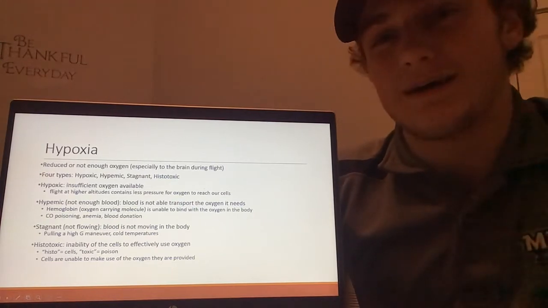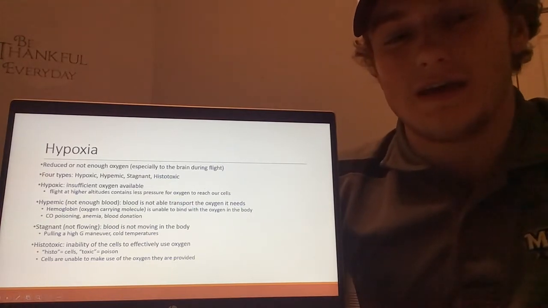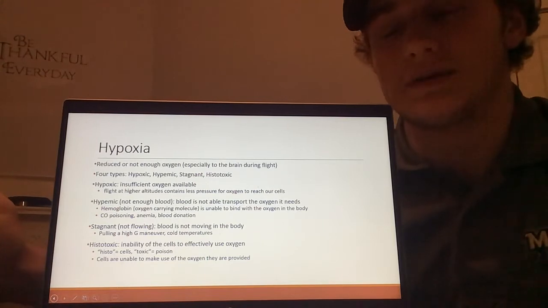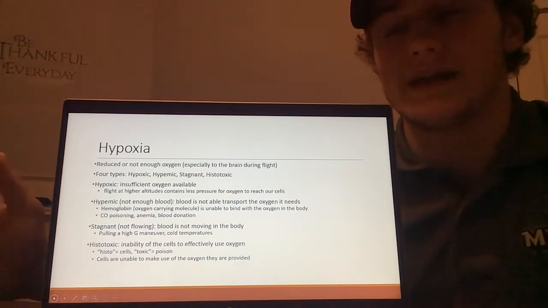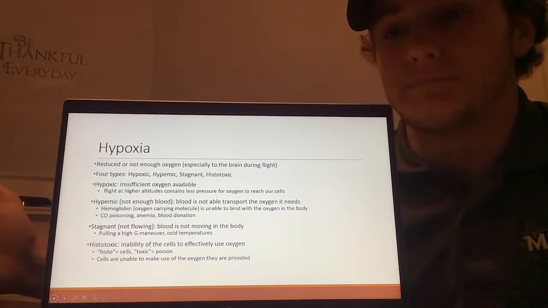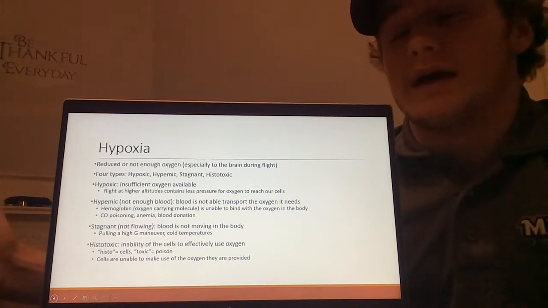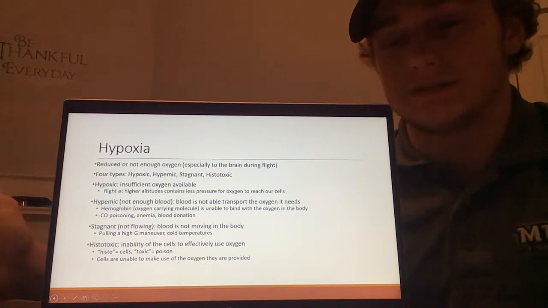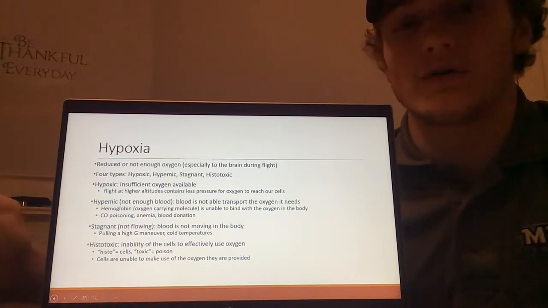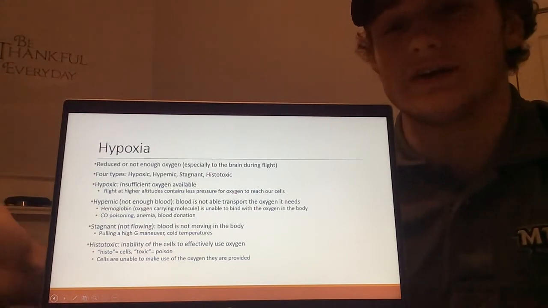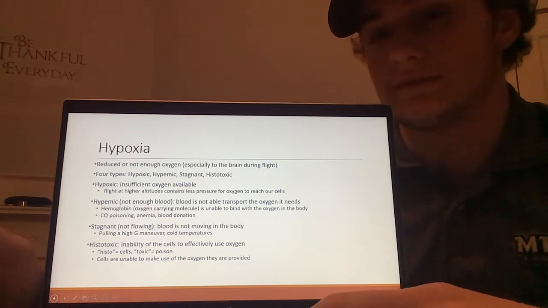The last type of hypoxia is histotoxic, which is basically the inability for your cells to use that oxygen. So histo meaning cell and toxic meaning poison, that's where that comes from, and basically your cells aren't able to use that oxygen. Most of the time this is from alcohol or drugs, which will make your cells ineffective in using that oxygen where it needs to go.